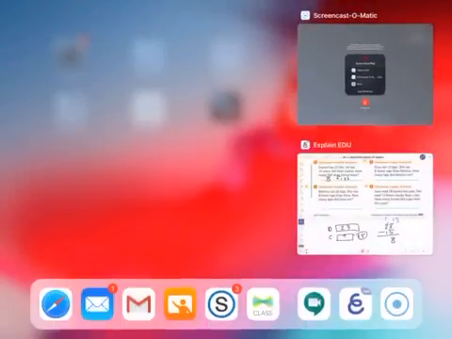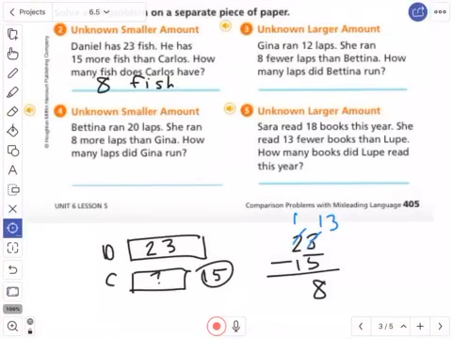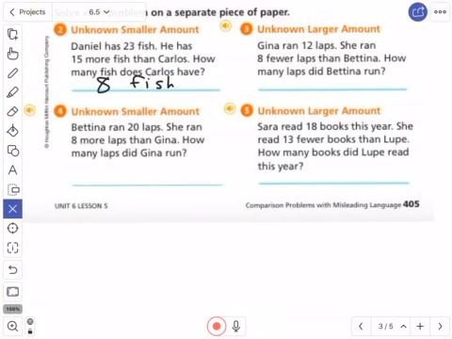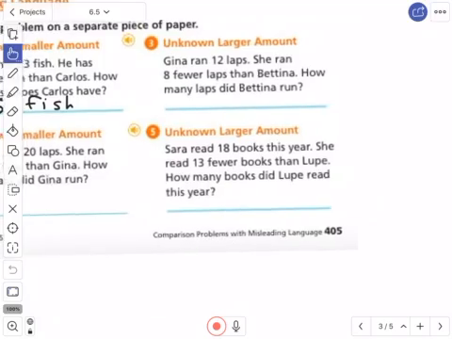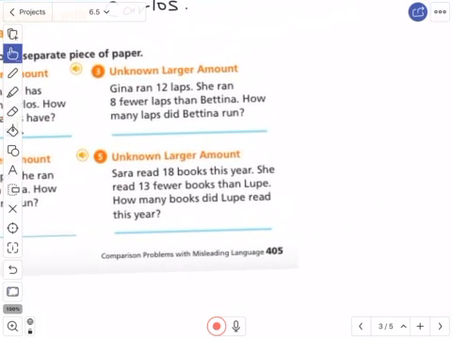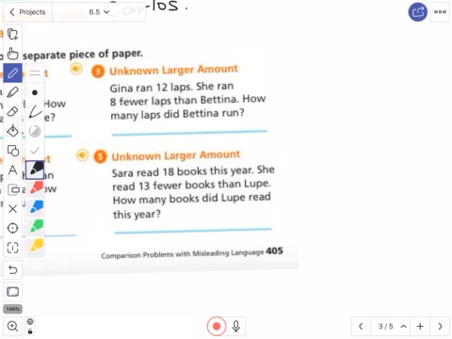Okay, we're back here again. Let's check our work here. So Gina ran 12 laps. She ran 8 fewer than Bettina. How many did Bettina run?